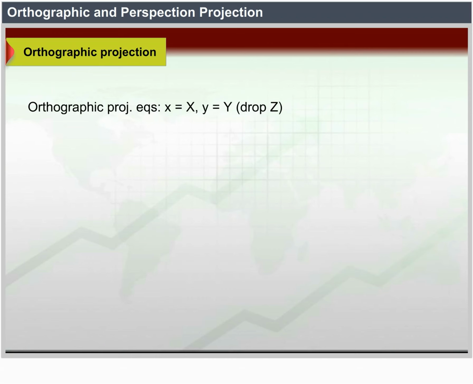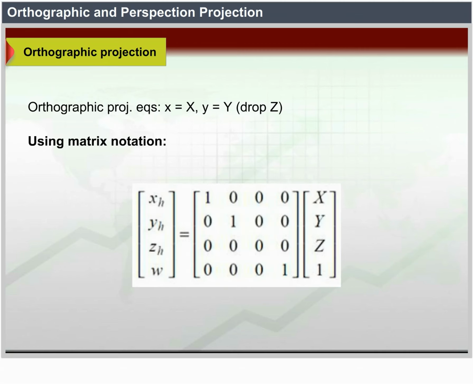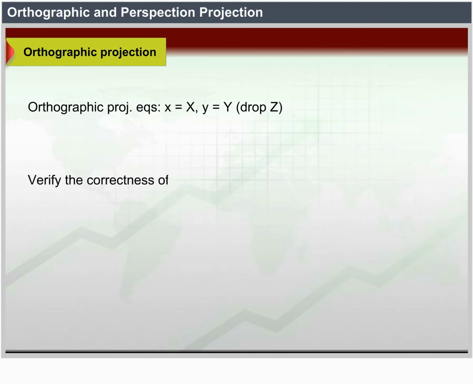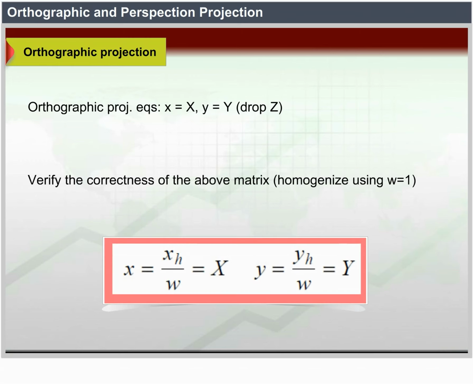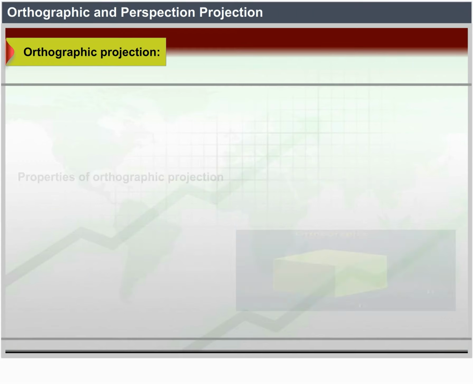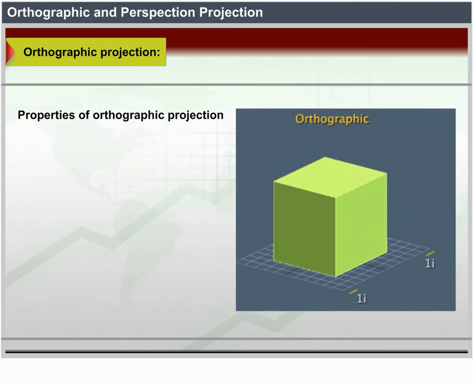Using matrix notation, (xh, yh, zh, w) equals the matrix [1 0 0 0; 0 1 0 0; 0 0 0 0; 0 0 0 1] times (X, Y, Z, 1). Verify the correctness of the above matrix. Homogenize using w equals 1. x equals xh by w equals capital X. y equals yh by w equals capital Y. Properties of orthographic projection. Parallel lines project to parallel lines. Size does not change with distance from the camera.